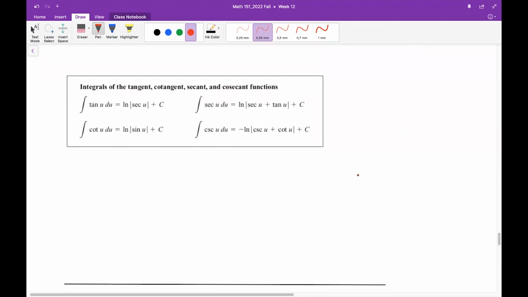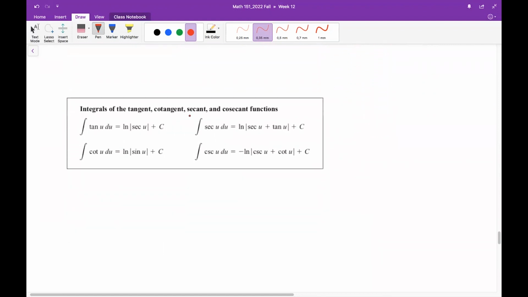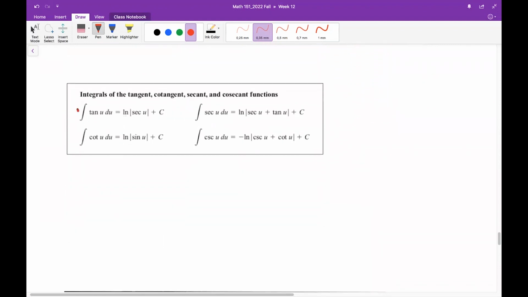So let's concentrate on this table now. These are new integration rules for us, which we can cover by using the integration rule of this form. So what do I mean is, for example, look at this rule. Where does it come from? So we can derive it ourselves, like integral of tangent x dx.